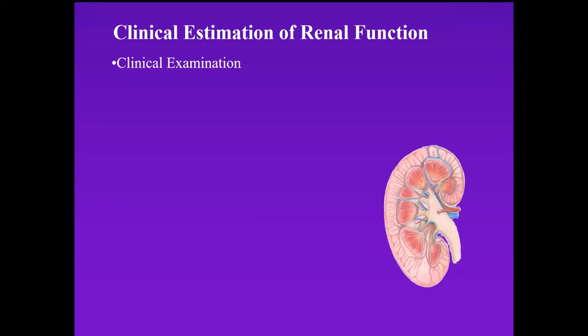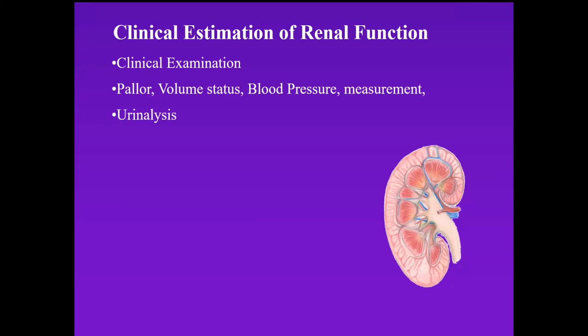Obviously, your clinical examination is important, whether your patient has pallor, volume status, blood pressure measurement. Urine analysis might help you, especially in prescribing chronic medication, and sometimes in the acute setting, well, most times in the acute setting as well. Blood tests, of course, do give you an idea of what your kidney function is.